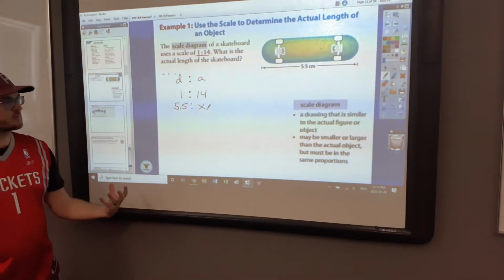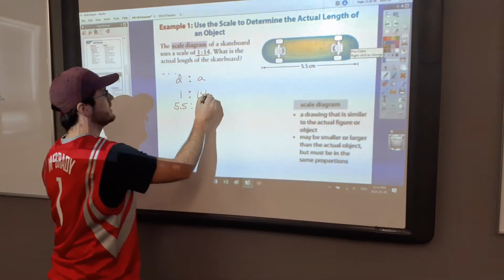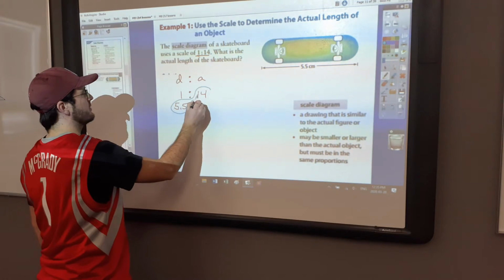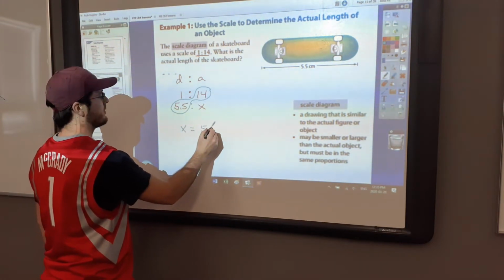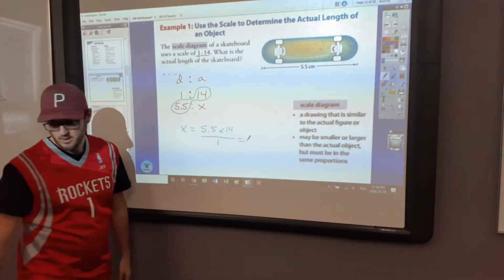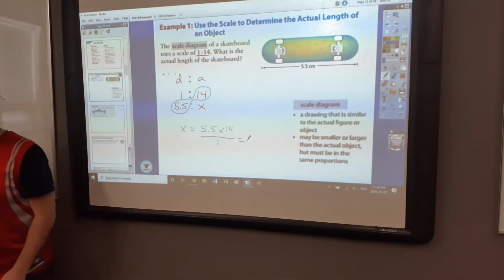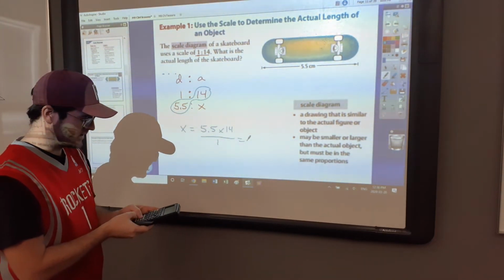So we can set it up as a ratio, and we can do a skill that we've done a ton in grade 8. We can cross multiply and divide. So the actual skateboard is just going to be 5.5 times 14, and in this case divide by 1, but that's not going to actually change my answer in any way. So I can just do 5.5 times 14 to calculate my answer.